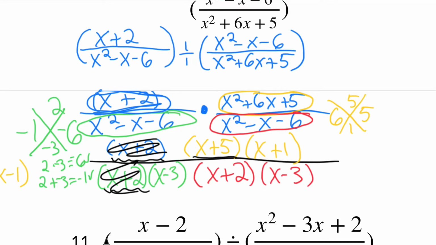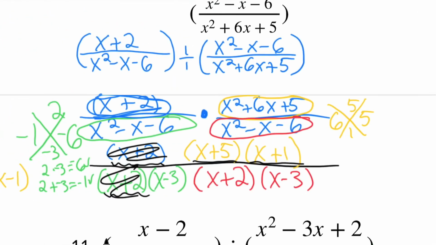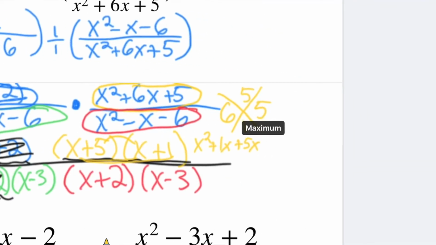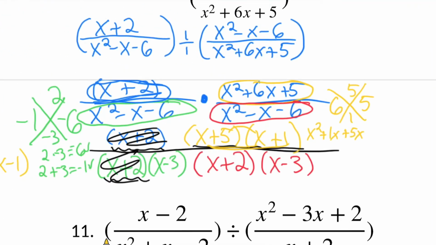There is not an x plus 5 in the denominator, so we can't cancel it out. There's not an x plus 1 in the denominator, so we can't cancel it out. So we've got to simplify both sides of this fraction. So here we have x times x, x squared, x times 1, 1x, 5 times x is 5x, and then 5 times 1 is 5.